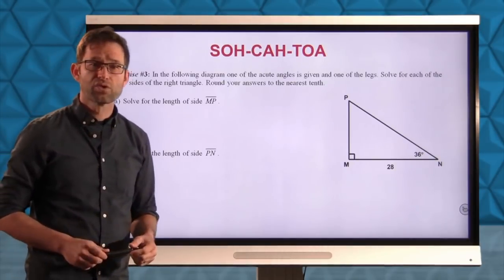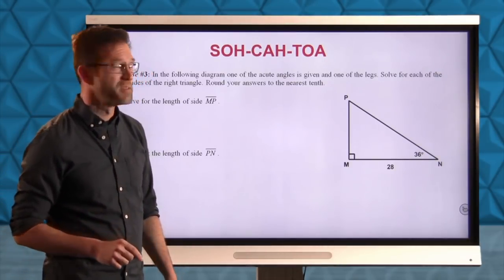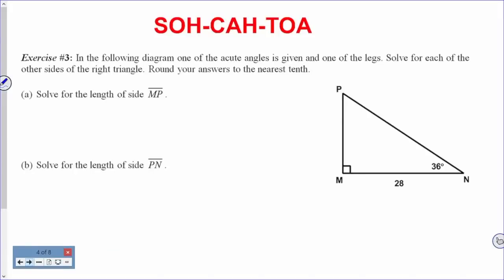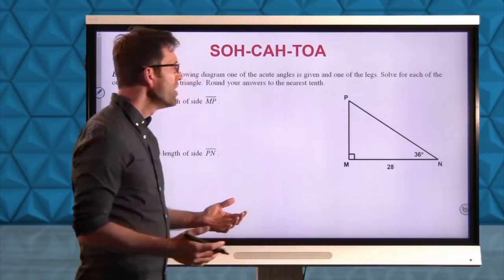SOHCAHTOA. Let's take a look at exercise 3 and solve for a couple missing sides. In the following diagram, one of the acute angles is given and one of the legs. Solve for each of the other sides of the right triangle. Round your answers to the nearest tenth. All right, so here we go.